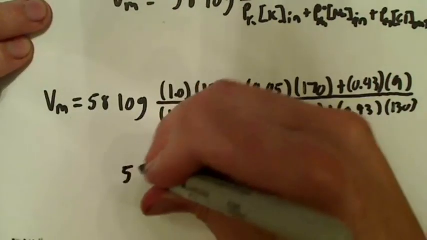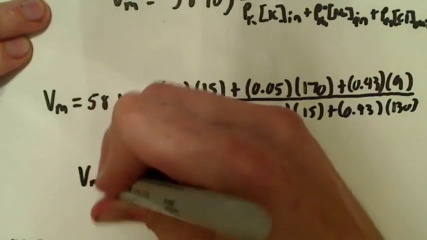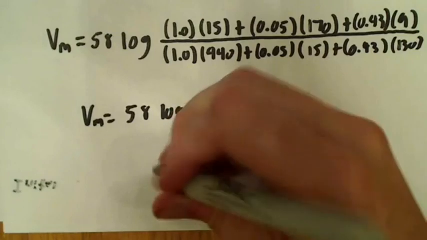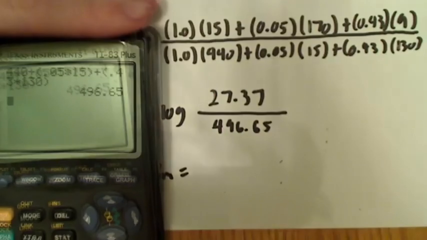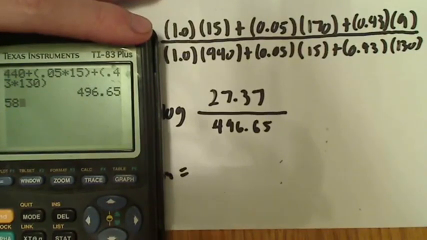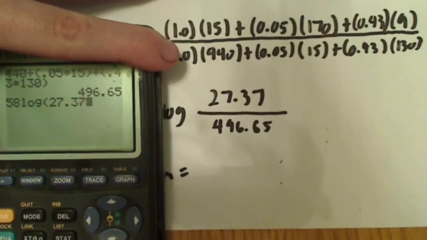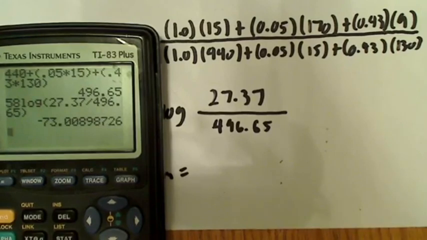Now I'll just add my 58 and the log, and the membrane potential there, the resting membrane potential. So Vm is equal to, let's plug it all in, 58 times log of 27.37 over 496.65, and that equals negative 73 millivolts.